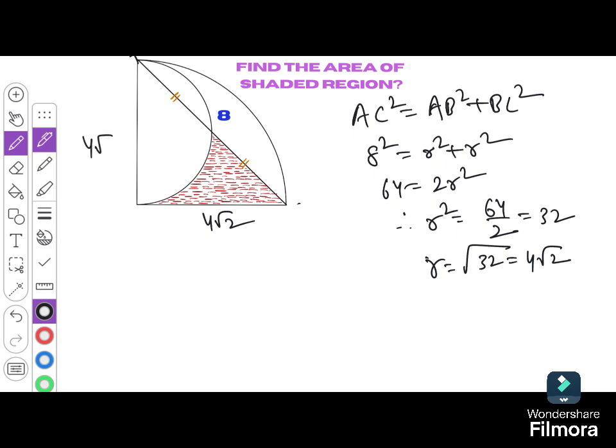This will be also 4 root 2. Now I am drawing a perpendicular from this point. Let's suppose this one is E and this is F. So I have drawn perpendicular EF to AB.